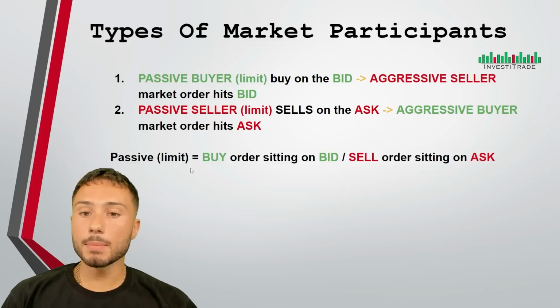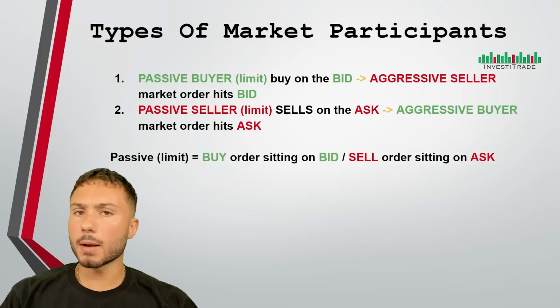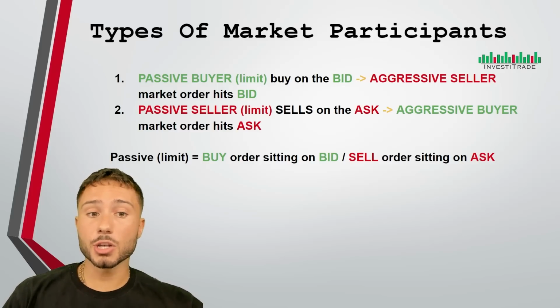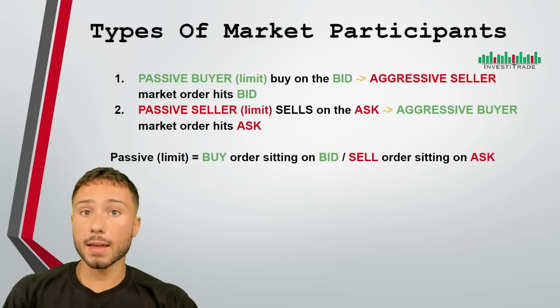The common theme to this is you will always have a passive order and a market order. You can never have a market order hitting a market order. You can never have a limit order hitting a market order. It's always a market order hitting the limit order.